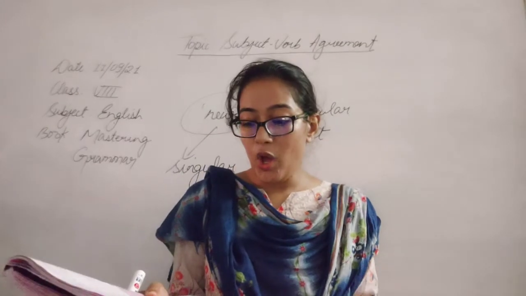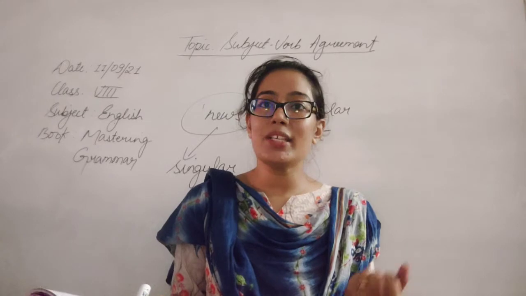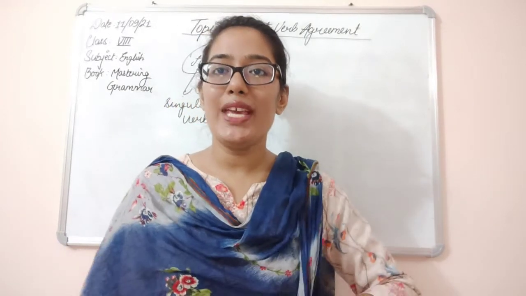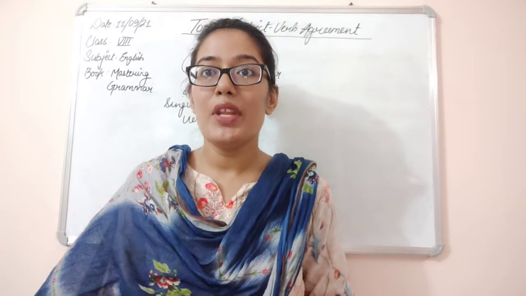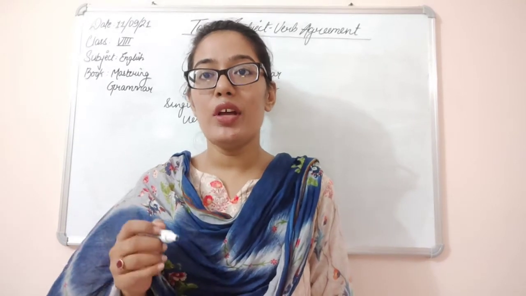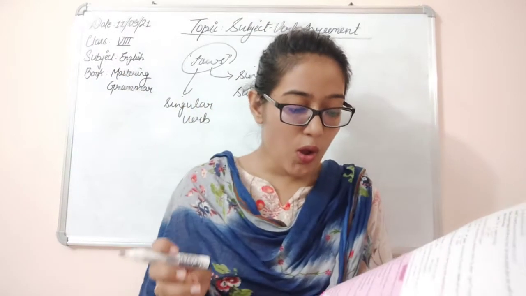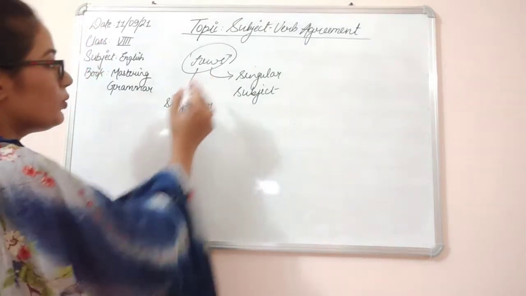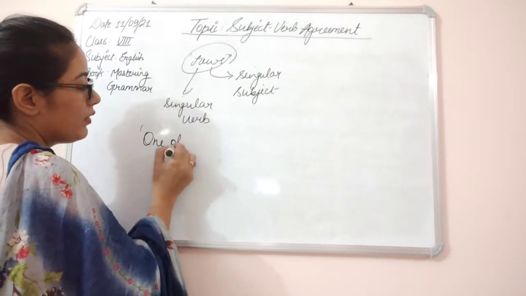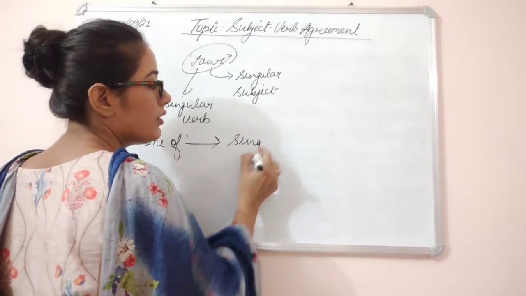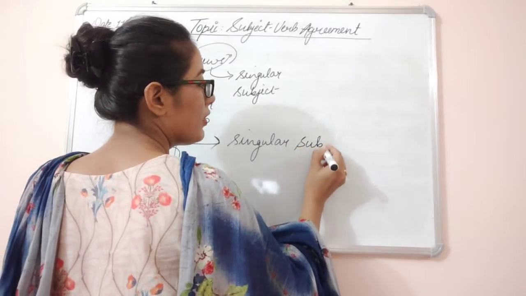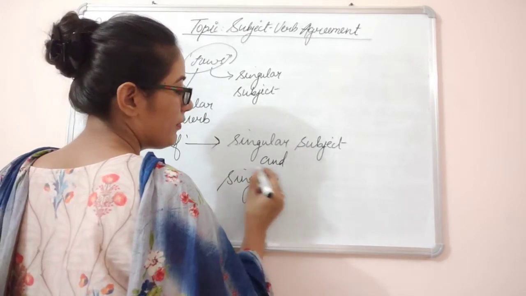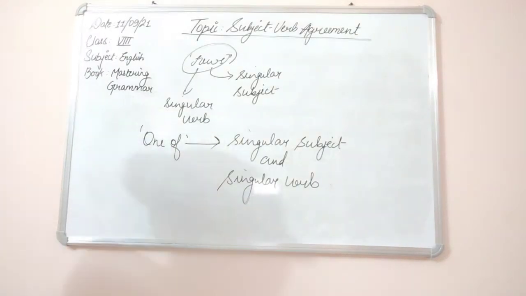Now the other one, "one of," is also considered a singular subject and takes a singular verb. Just like the news. Students, I have already told you that news is always considered a singular subject. Singular subject with singular what? Singular verb. And just like that, "one of" is always considered a singular subject and takes a singular verb. Am I clear? Now let's move on to the example.